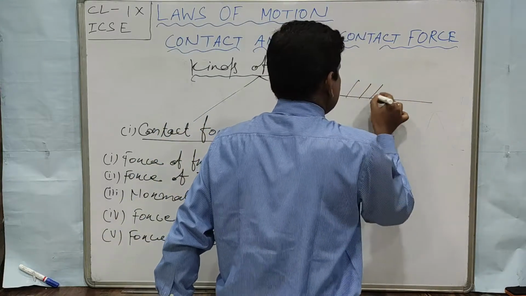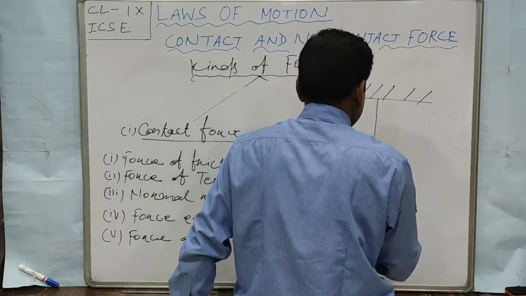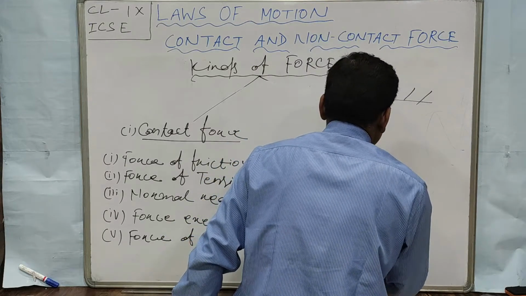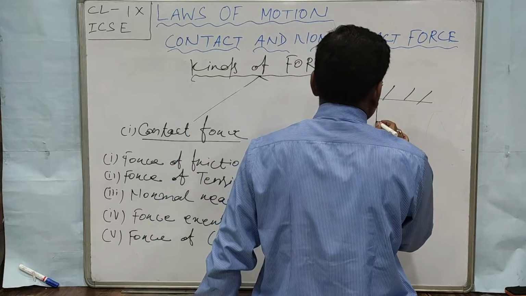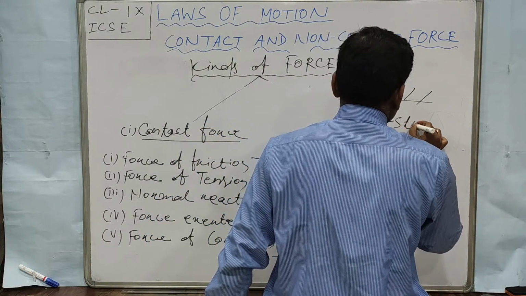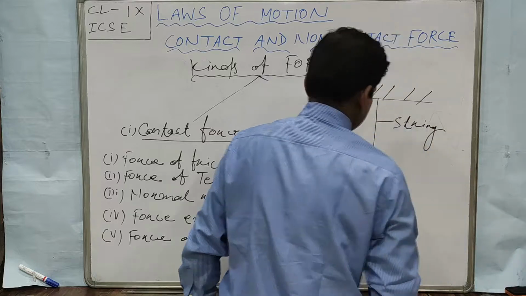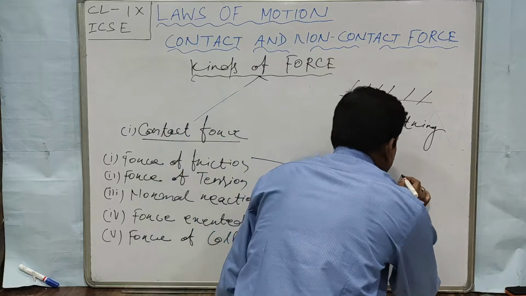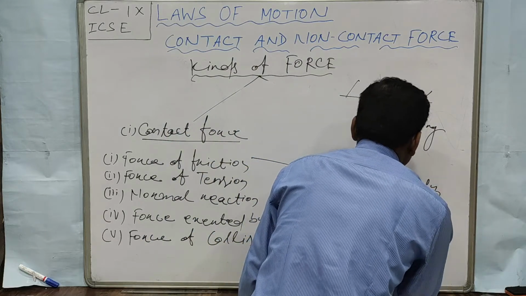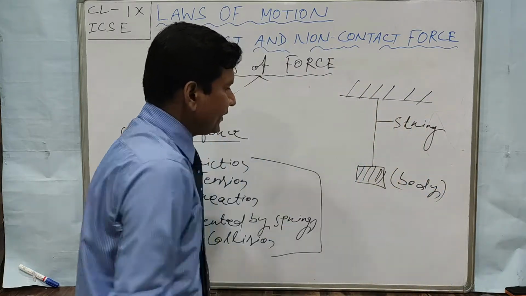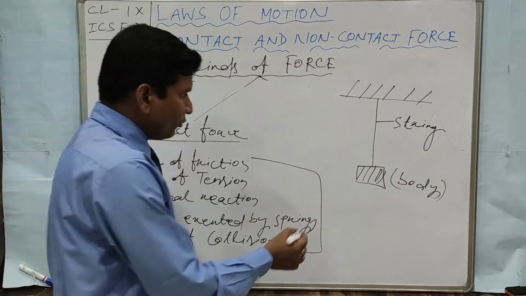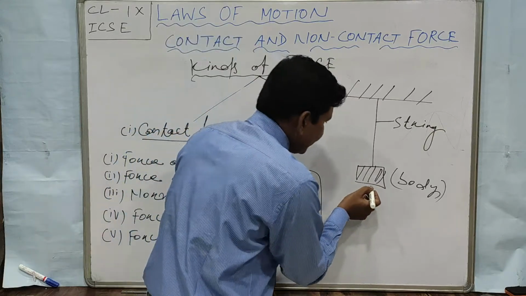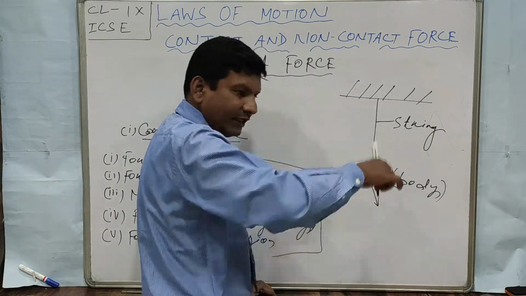Suppose this is a rigid support, and say this is a body, and this is the thread, the string. This is your rigid support, and this is the body only. There is a body. Now this body is suspended with the help of the string. In which direction does the weight of the body act? The weight of the body acts vertically downward.